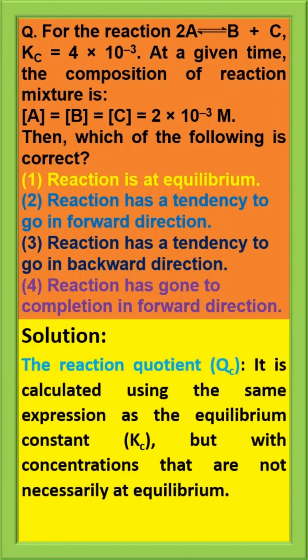To solve this problem, we need to know about the reaction quotient, which is abbreviated by QC, and it is calculated using the same expression as the equilibrium constant Kc, but with concentrations that are not necessarily at equilibrium. Means the expression for QC and Kc are same, but the concentrations at equilibrium are used for calculation of Kc, but concentration at any time can be used to determine the QC value. And once we know the QC, from there we can determine in which way the reaction will proceed.